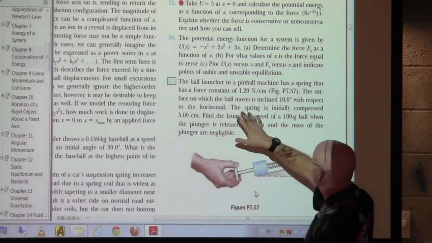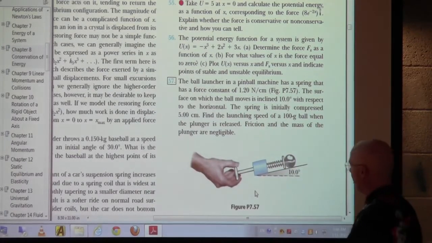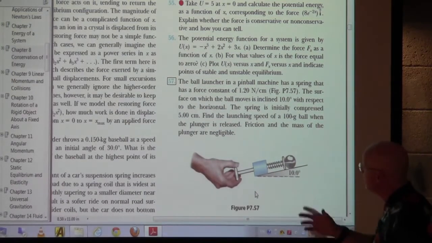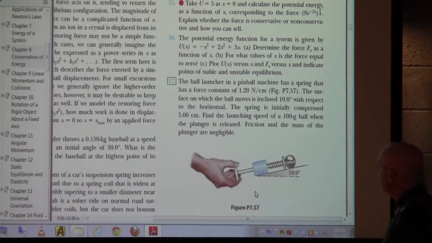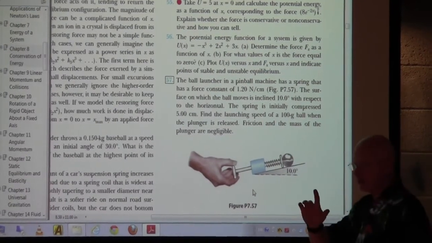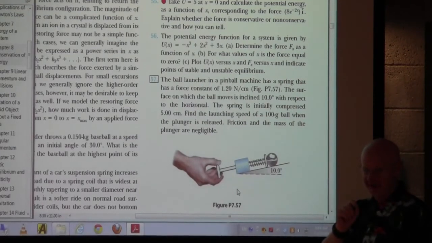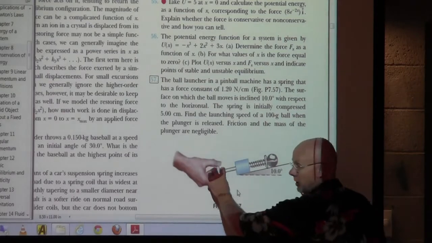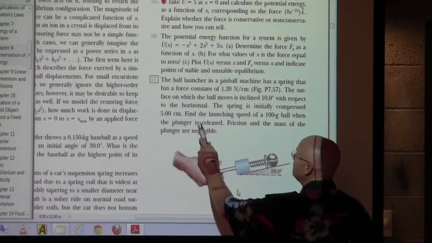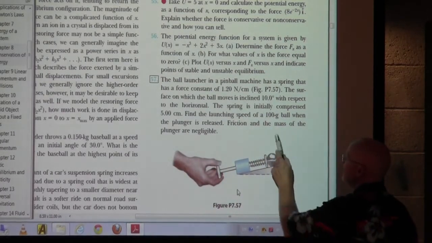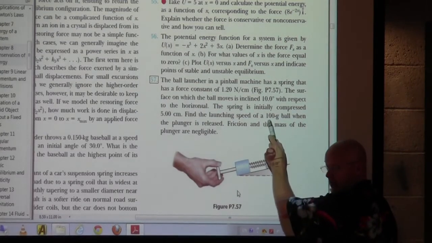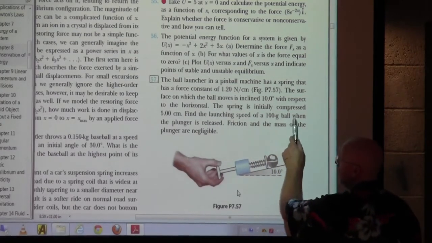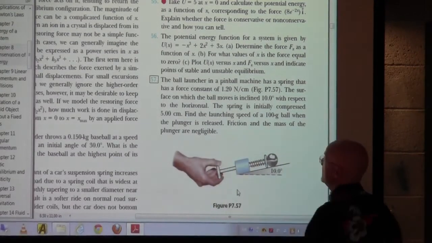It says the surface of the pinball machine is inclined at 10 degrees. So there it is, the surface of the pinball machine angling up at 10 degrees with respect to the horizontal. The spring is initially compressed 5 centimeters. Watch our units here. Basically, they're going to take your hand and pull back 5 centimeters. Find the launching speed of the 100 gram, not kilograms, so you've got to be careful there, the 100 gram ball when the plunger is released.